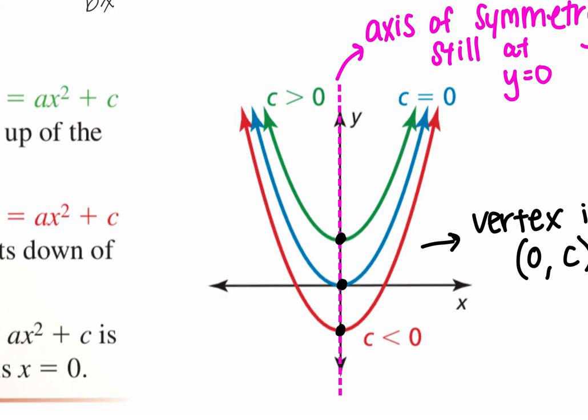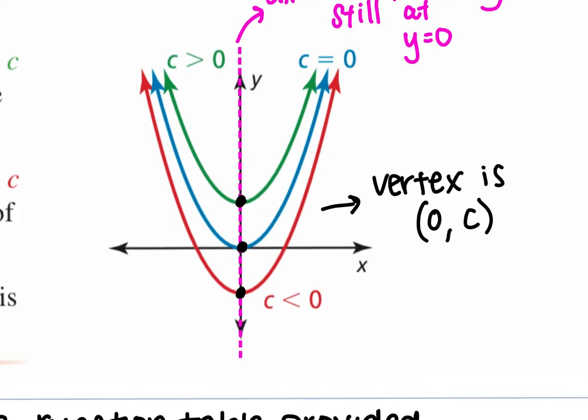Okay, now look very closely. The only thing that's changing is your vertex, right? So when C is positive, the green one, you're shifting it up. Your new vertex is called 0, C. The y value of your vertex is the only thing that changes, and it becomes 0, C.